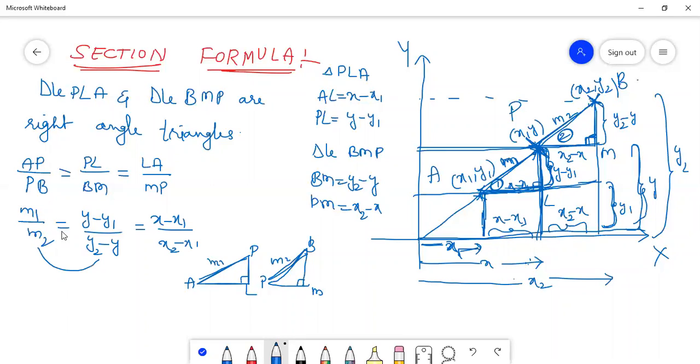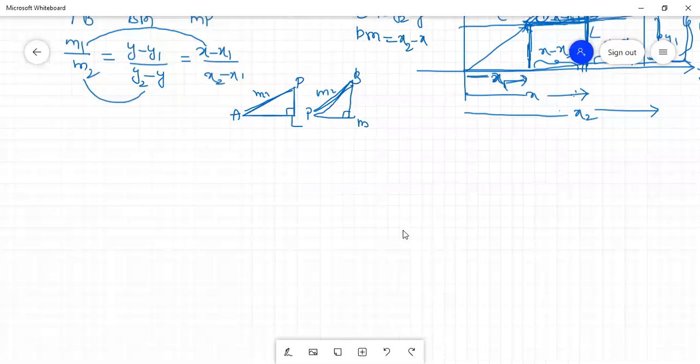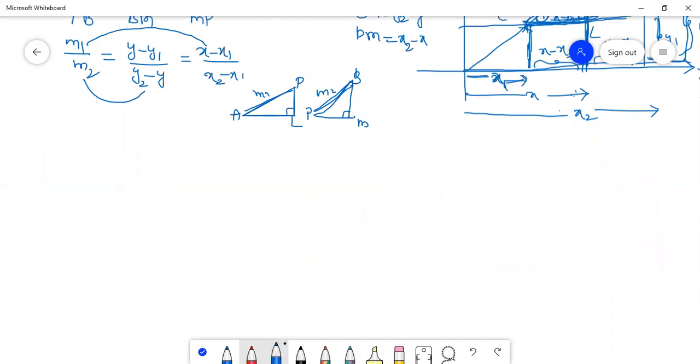Now we are equating these ratios: the first ratio with the second ratio, and also the first ratio with the third ratio.